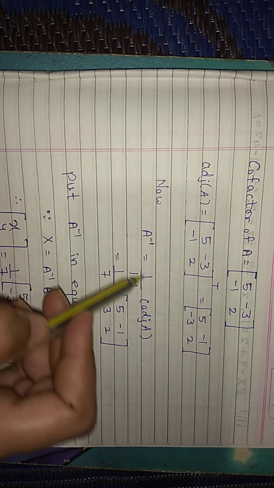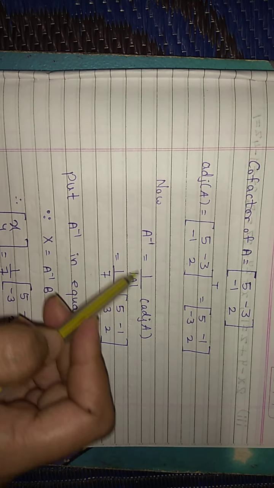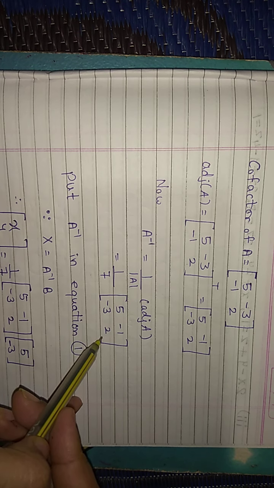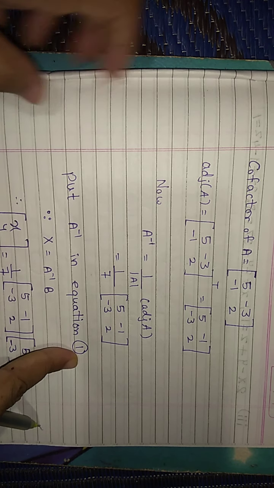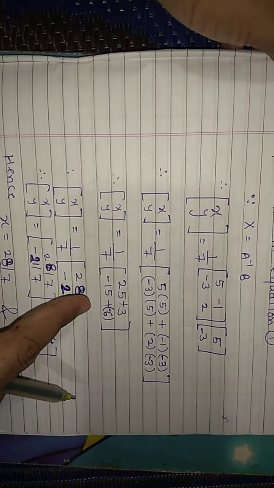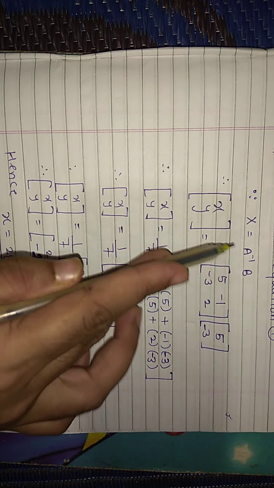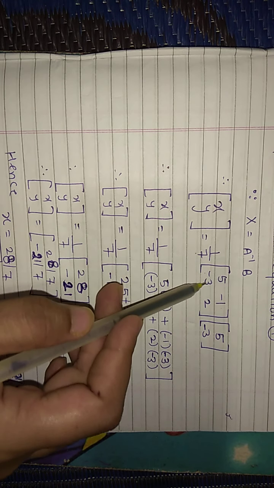So now A inverse is equal to 1 upon determinant of A into adjoint of A. The value of the determinant is 7. So 1 upon 7 into 5, minus 1, minus 3, 2 we write. Now put A inverse in equation 1. Therefore, x is equal to A inverse into B. xy is equal to 1 upon 7 into 5, minus 1, minus 3, 2.